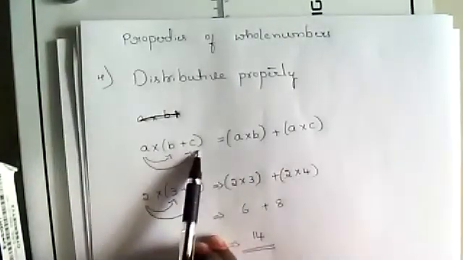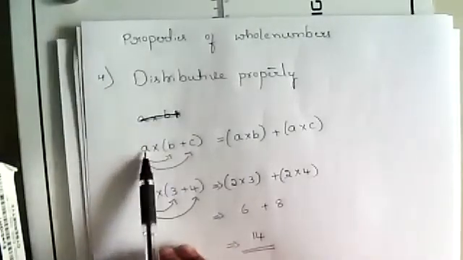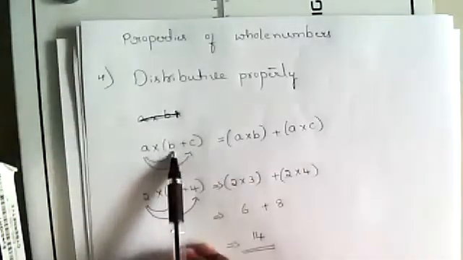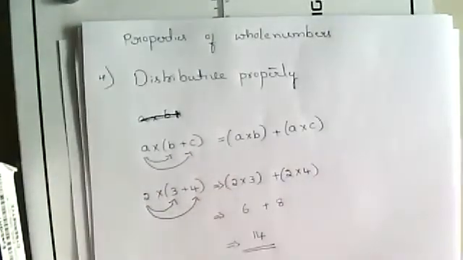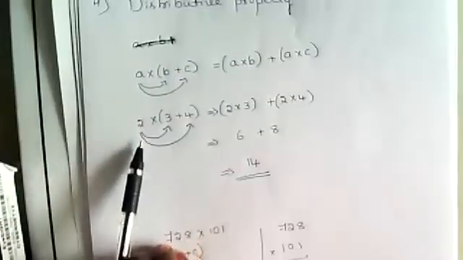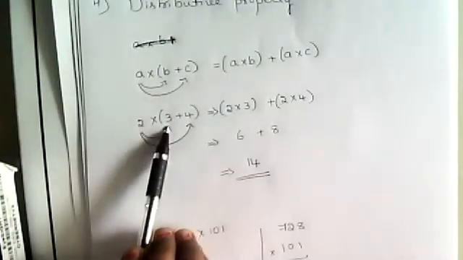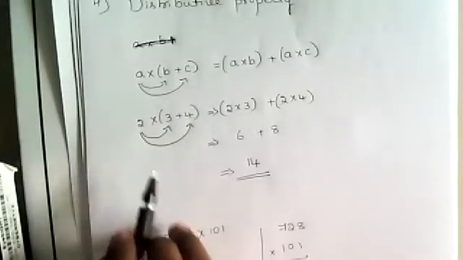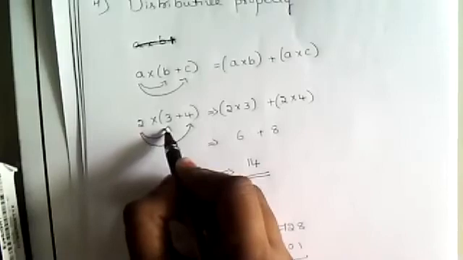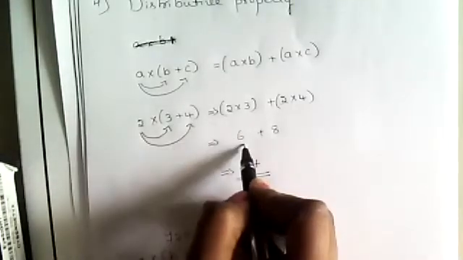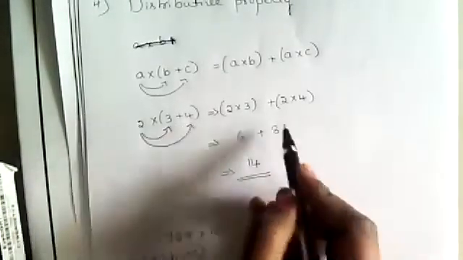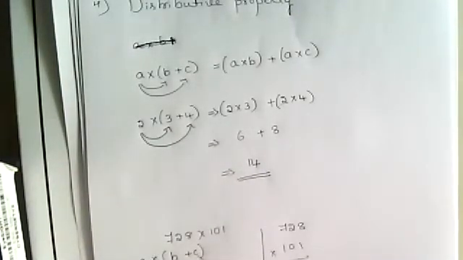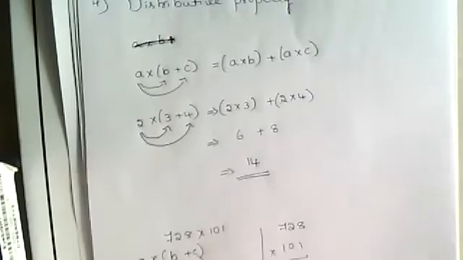So A into B plus C. First we have to multiply these two, A into B. I have written A into B and A into C. In the place of A, I have chosen 2. In the place of B, I have chosen 3. In the place of C, I have chosen 4. According to distributive property, I have to multiply these two terms first. 2 into 3 is 6, and 2 into 4, 2 4s are 8. 6 plus 8 is 14, correct? It's a very easy thing. So the same sum we have done here.